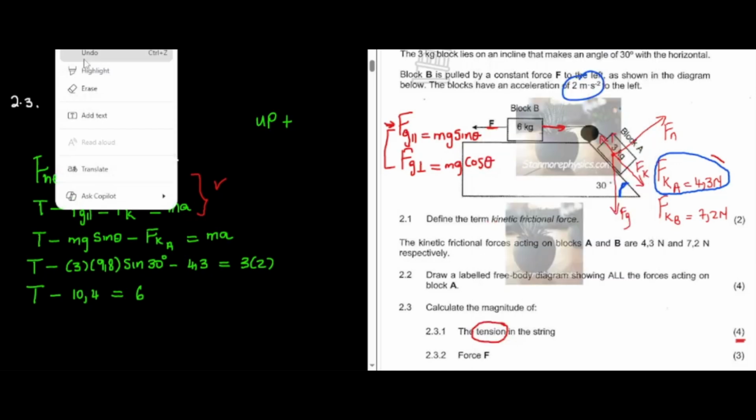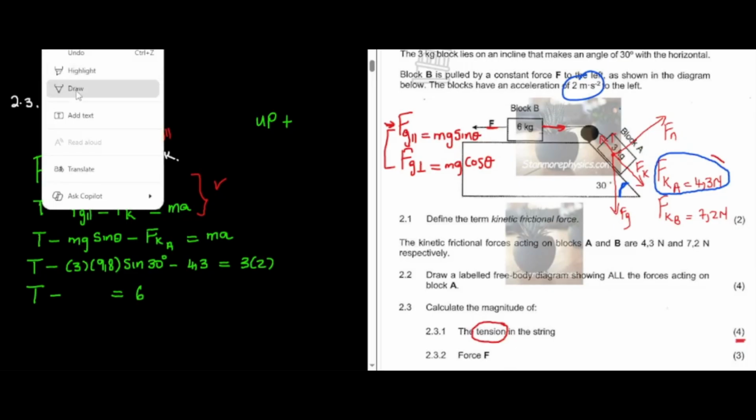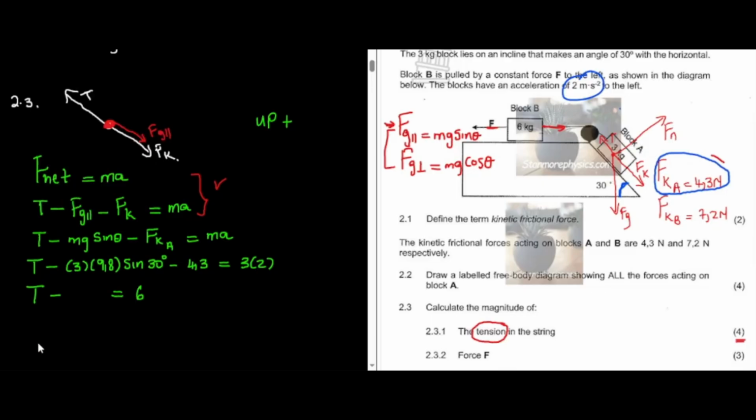So let's work on fixing that mistake. So this is negative. Okay, I'm just going to write down this is negative 19. It's equal to 6. Therefore, what is my tensional force? Tension is equal to 6 plus 19, because the 19 will go to the other side, which will give us the tension of 25 newtons.